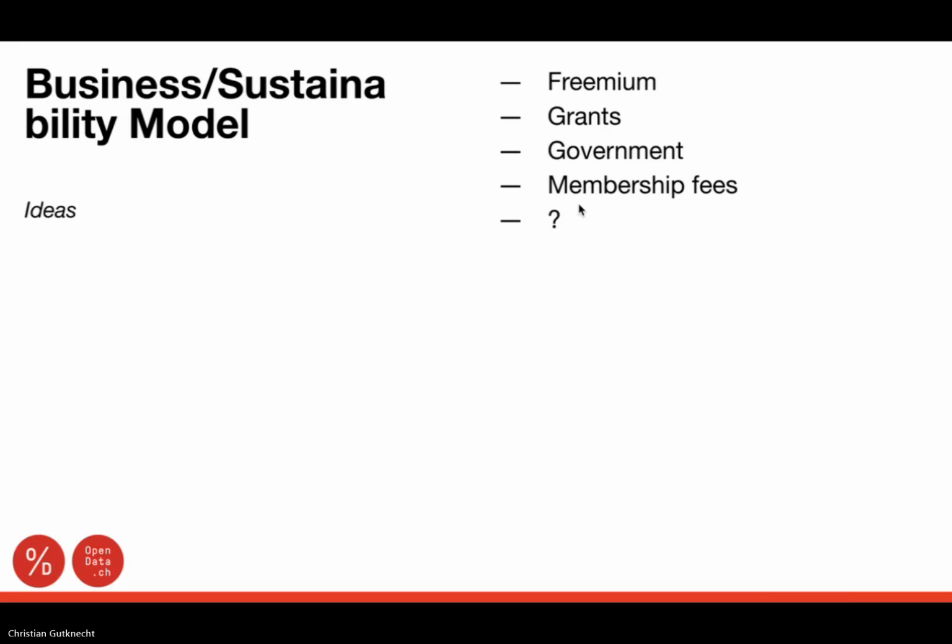Yes, and then very much intertwined with the question of how do we govern this API is also the question of how do we run it sustainably? How do we fund it? There also the hope would be that it gets less and less expensive, right?